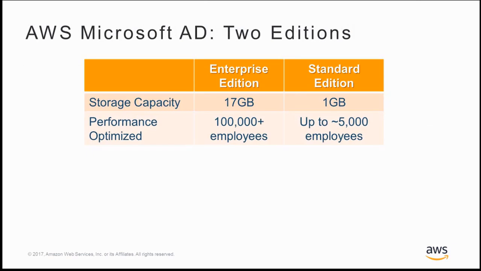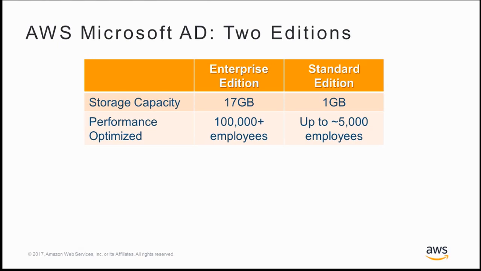The directory comes in 2 editions. There's a standard edition and an enterprise edition. The enterprise edition has a storage capacity of about 17 gigabytes, and that's for your directory information tables, so this is where you store all of your objects. And the standard edition has 1 gigabyte of storage.